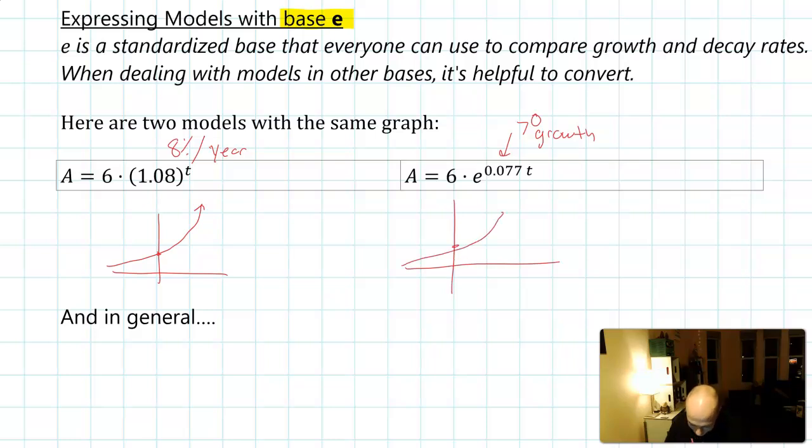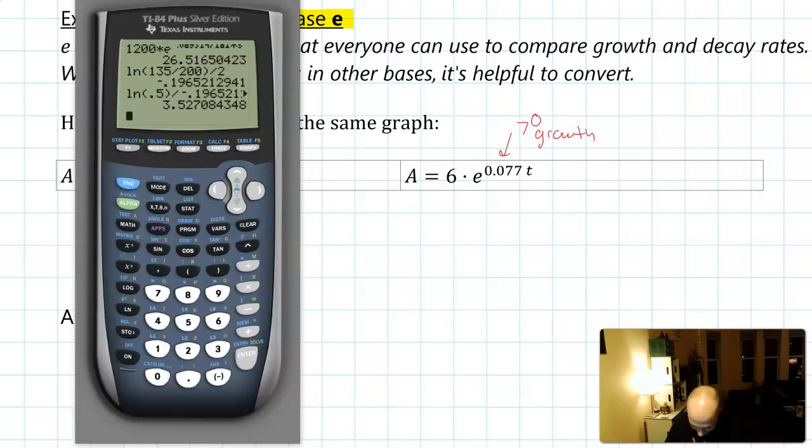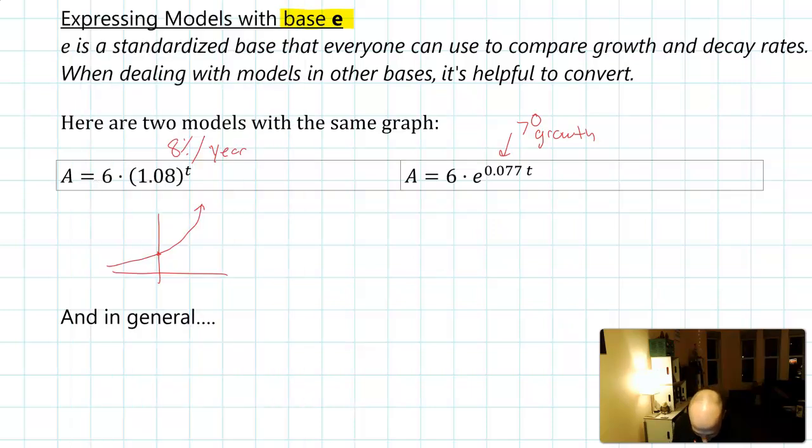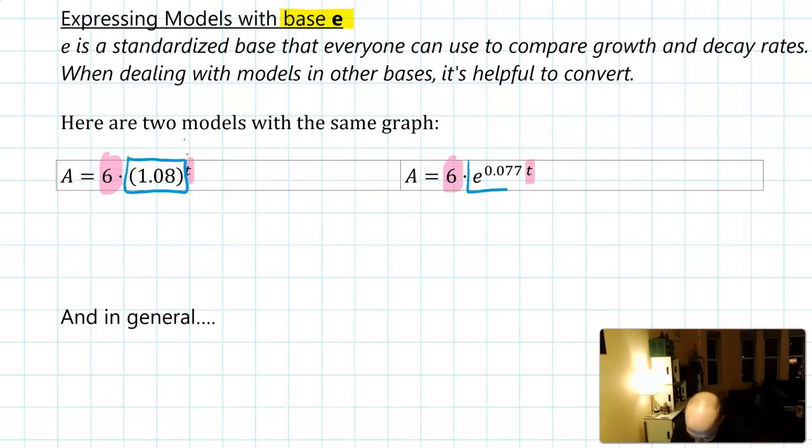Why do they do this? Well, I want to start with my calculator and the e-base model. Actually, let's look at the models as a total first. Let's look at what's the same. 6 is the same in both models. So is t. So the only thing that's different between these models is this 1.08 and this e to the 0.077. That's really the only difference between them.